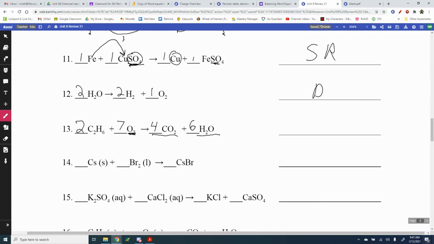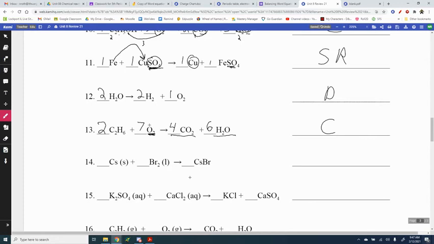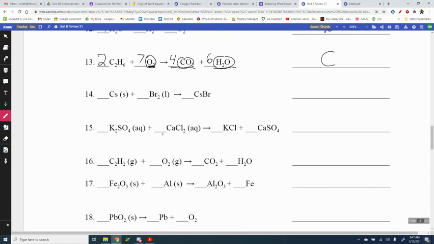This is a combustion reaction because we have oxygen as a reactant, carbon dioxide and water as a product. So that is a combustion reaction. Okay, next one.